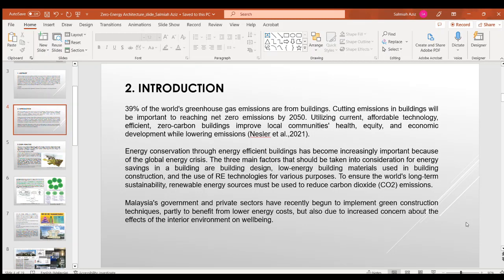To ensure the world's long-term sustainability, renewable energy sources must be used to reduce carbon dioxide emissions. Malaysia's government and private sectors have recently begun to implement green construction techniques partly to benefit from lower energy costs but also due to increased concern about the effects of the interior environment on well-being.